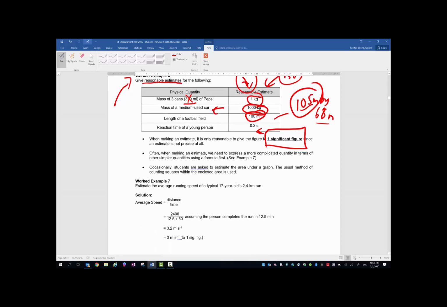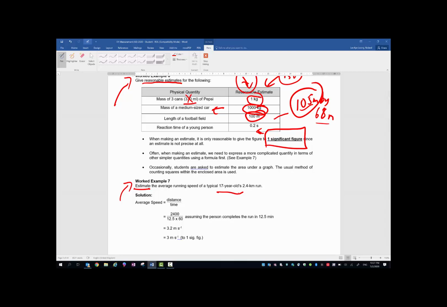So now sometimes you have to calculate, your estimate involves calculation. So worked example 7, these are all typical Cambridge questions. So this example 7 is to tell you that some estimates you need to do some calculation. It's not just intuitive, it's not just you think through the answer. Estimate the average running speed of a typical 17-year-old. So it's about your age, 2.4 kilometer run.